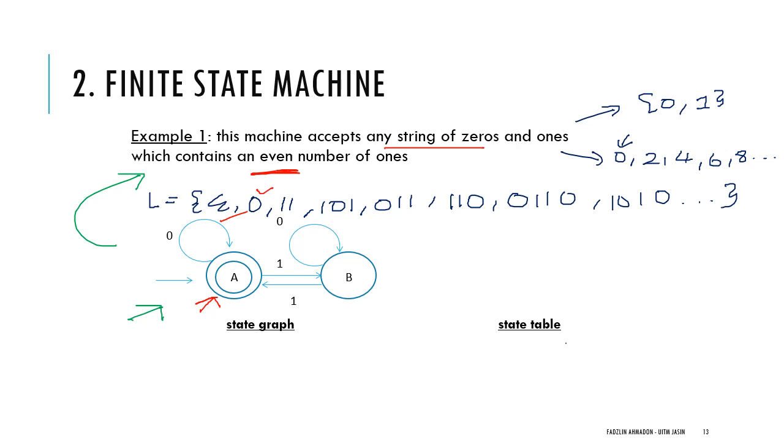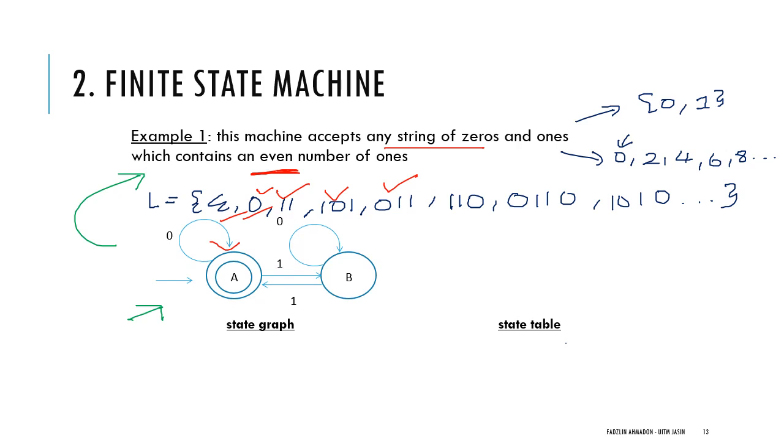Next, 0. We start with A, then we go 0, and this is an accepting state, therefore, 0 is accepted. Next one is 1, 1. Accepted, this is correct. And then 1, 0, 1. Accept. So this is correct. Next, 0, 1, 1. Accepted. So correct.